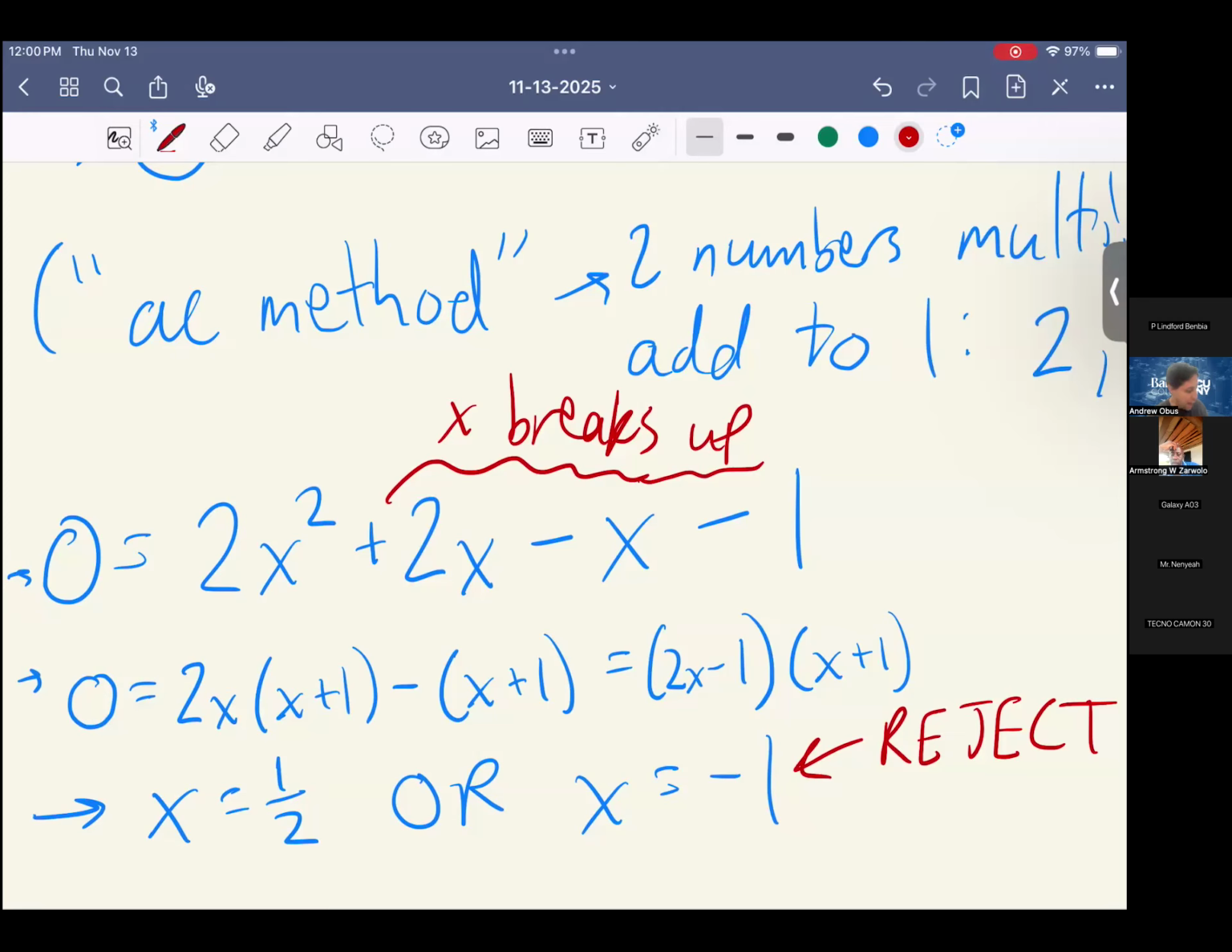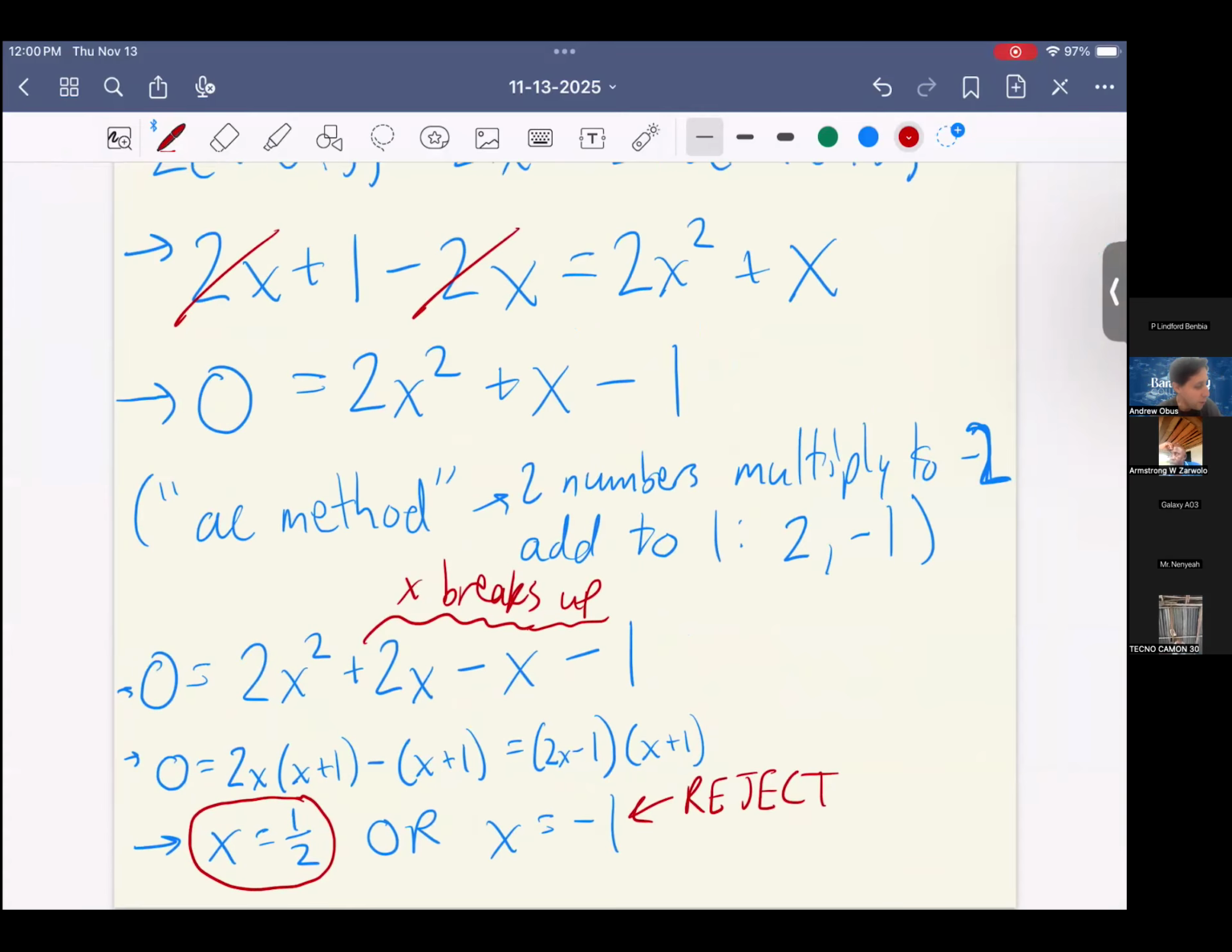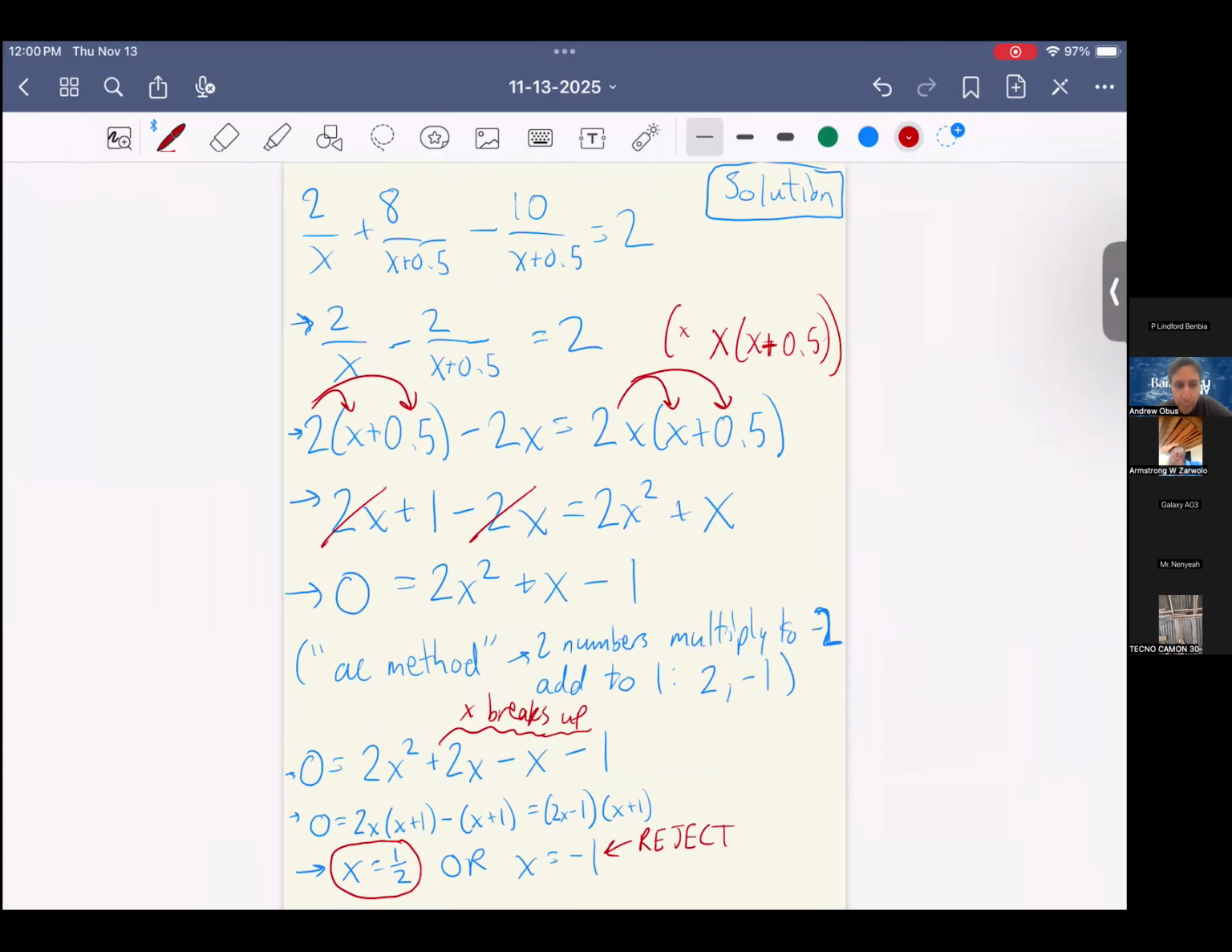So x equals 1/2 is our solution here, but it's not the final answer for the problem, right? Because the problem asked what's the average speed. So we still have something to do here. Okay, so are there any questions so far about what we did for this equation, how we set it up and how we solved it?